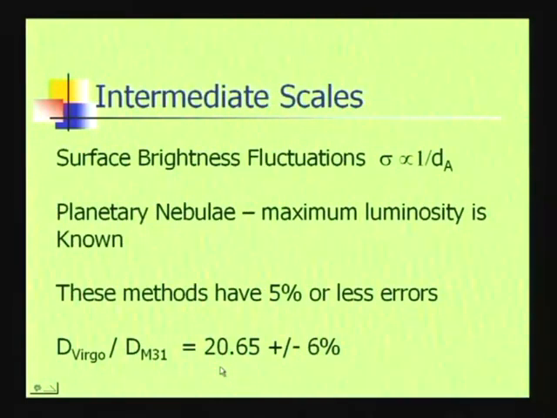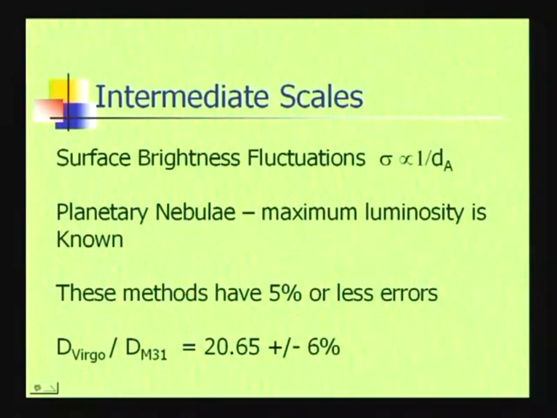Now, that was at large scales. At intermediate scales, there are two methods that can be applied, which I am going to discuss. There may be other methods, but I am not going to discuss them. The first method is that you can determine distances through the surface brightness fluctuations. Let me explain this method to you.